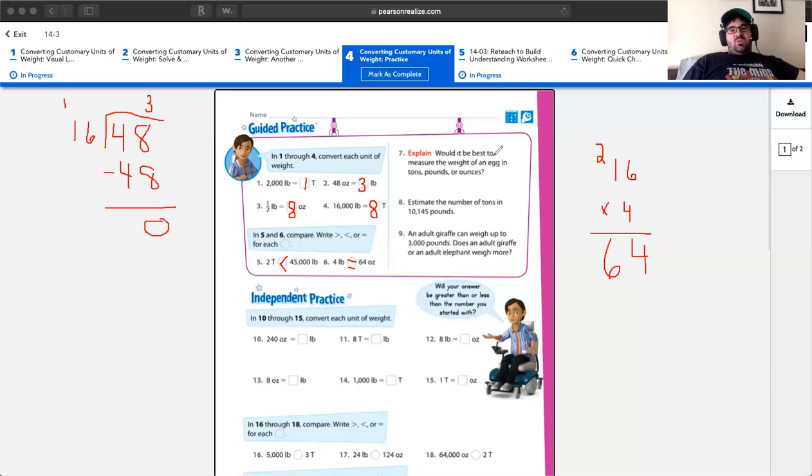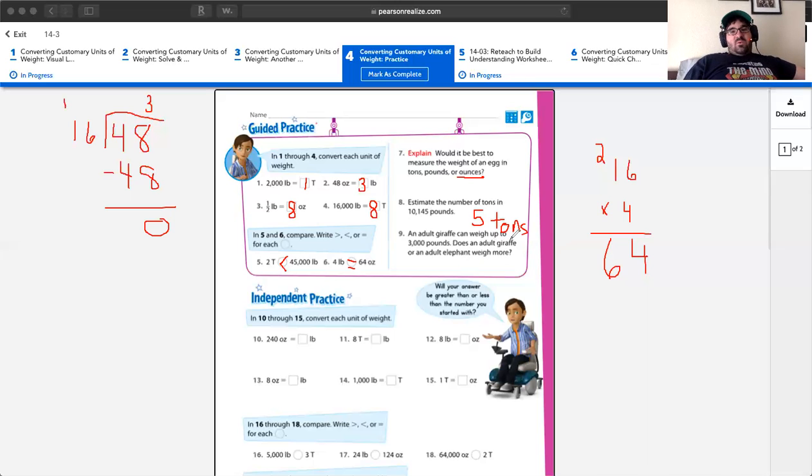Explain, would it be best to measure the weight of an egg in tons, pounds, or ounces? I'm going to go with ounces. Eggs don't weigh that much, so ounces is your best bet to weigh it. Estimate the number of tons in 10,145 pounds. Well, I would just make that 10,000. 10,000 divided by 2,000 is 5 tons. 5 tons is about 10,000 pounds, and that would be a good estimate.